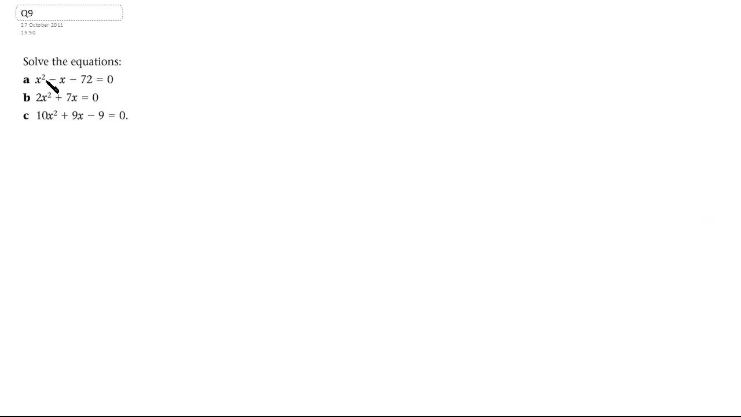Right, here we're going to try and solve these quadratics. I'm going to try and do them all by factorising where possible to start off with, because it's good to practice your factorisation. So the first one we're going to start off with is part A, which is x squared minus x minus 72 equals 0.